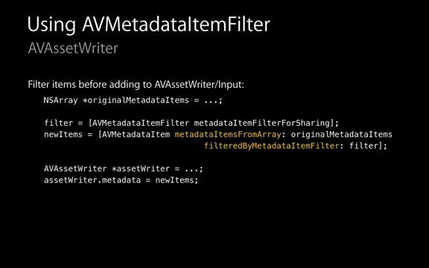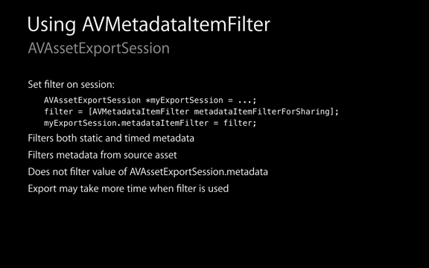Well, actually, I mentioned export session, but things can be simple if you're using the export session and only want to copy the timed metadata from the source asset and not add your own. You just set the filter on the export session, and it'll actually do the filtering for you. This will filter both static and timed metadata, but it will only filter the metadata from the source asset. If you set your own metadata on the metadata property, it won't filter that for you. You'll need to do the process that I just described of doing the filtering yourself. And the only other thing to keep in mind is that the export may take more time when the filter is being used because it has to go through and examine all of the metadata items.